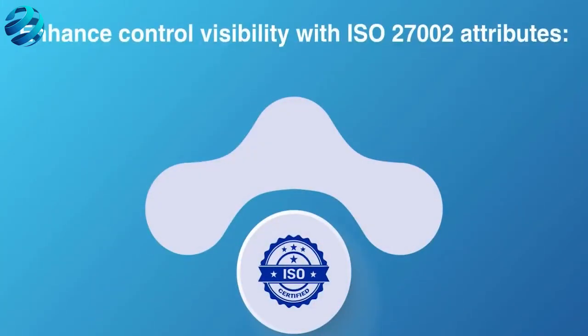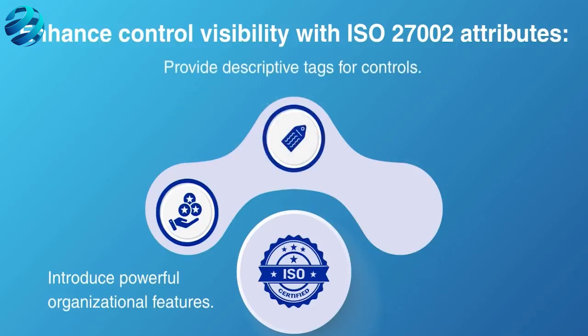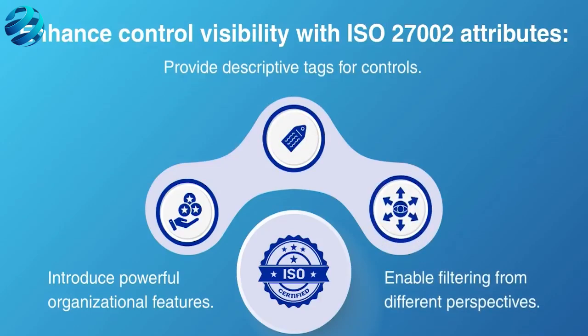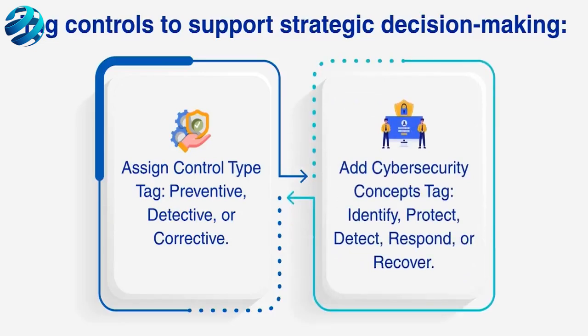The 2022 revision of ISO 27002 introduced a new powerful feature for organizing and understanding security controls, attributes. These attributes are descriptive tags that allow you to filter and view your control set from different perspectives. For example, each control is tagged with a control type attribute, identifying it as preventive, detective, or corrective. More strategically, each control is also tagged with a cybersecurity concepts attribute with values like identify, protect, detect, respond, and recover.